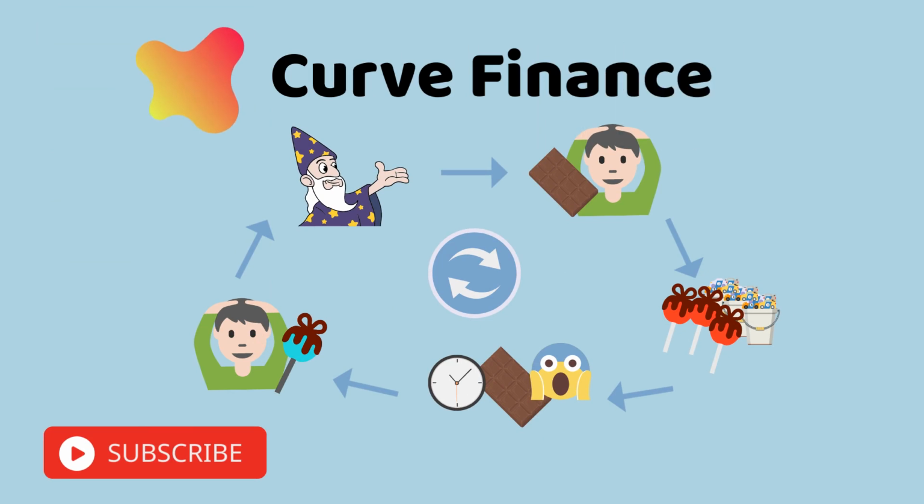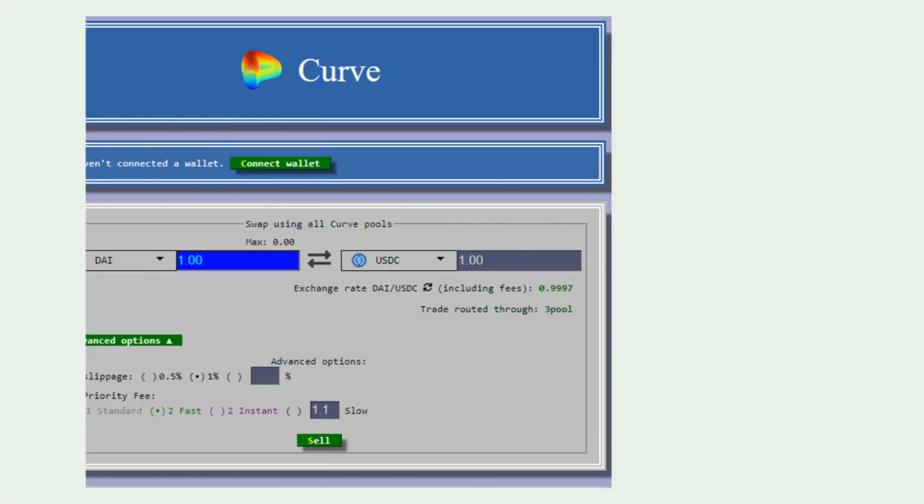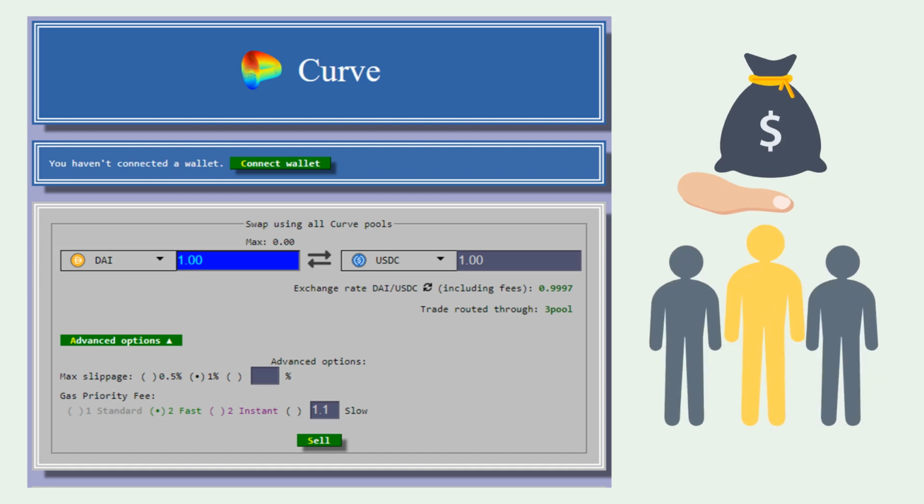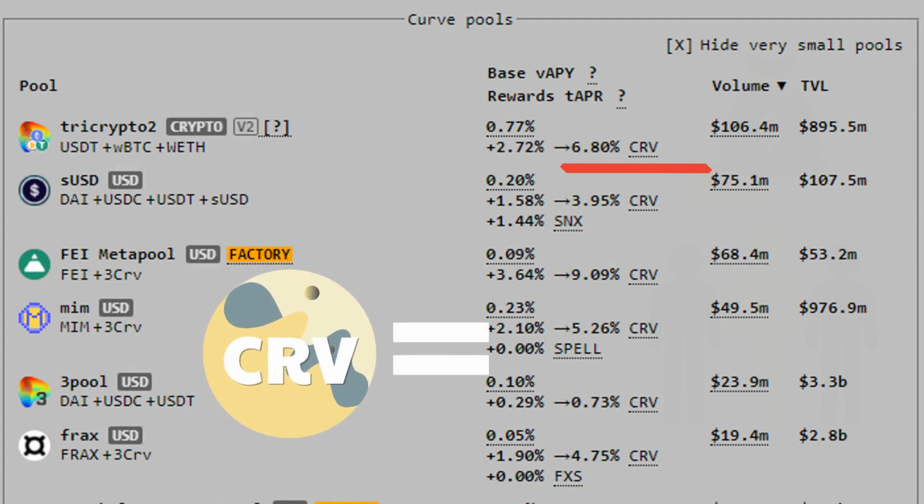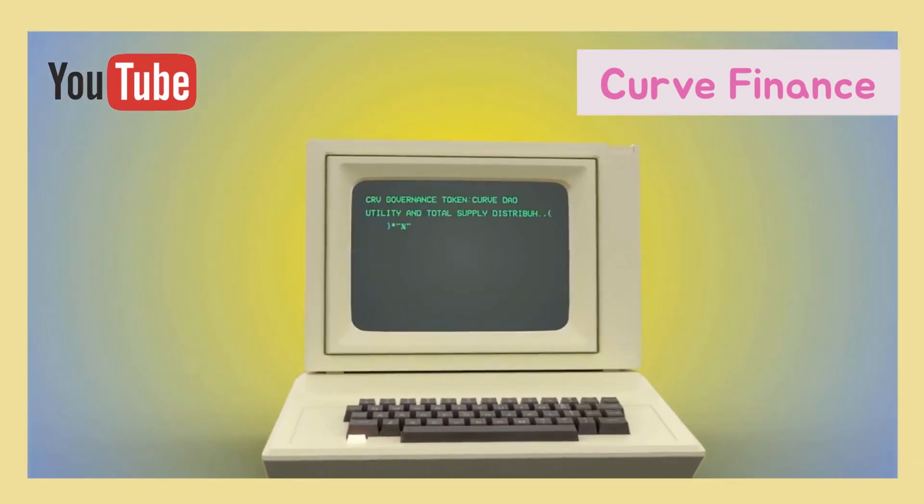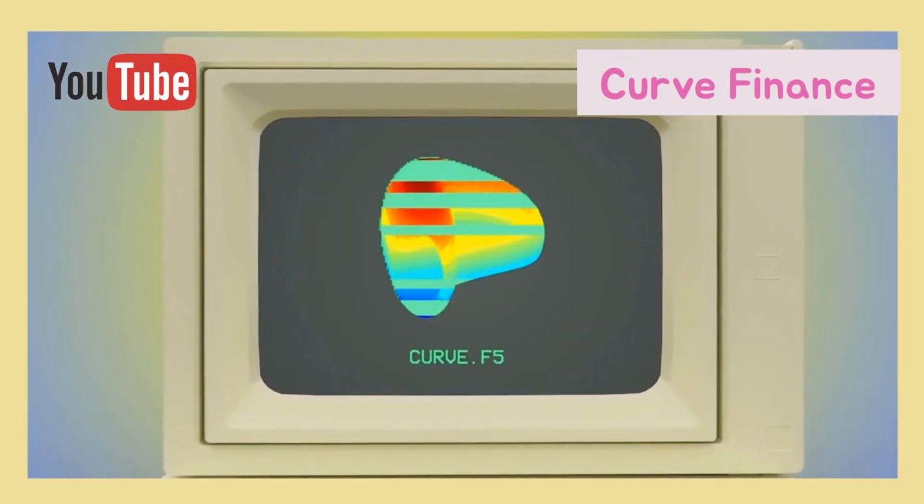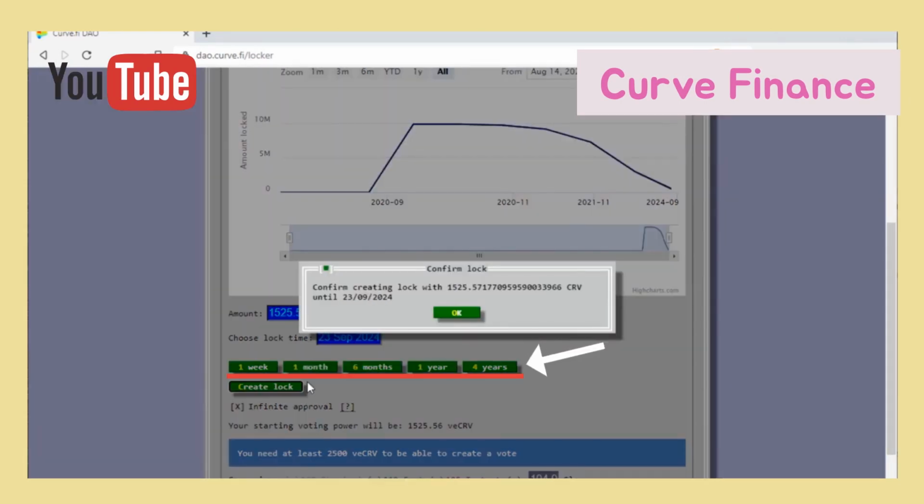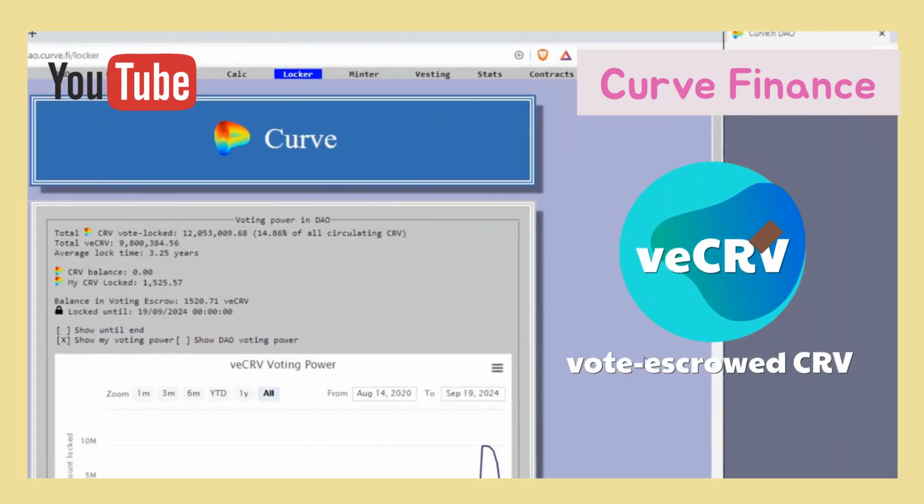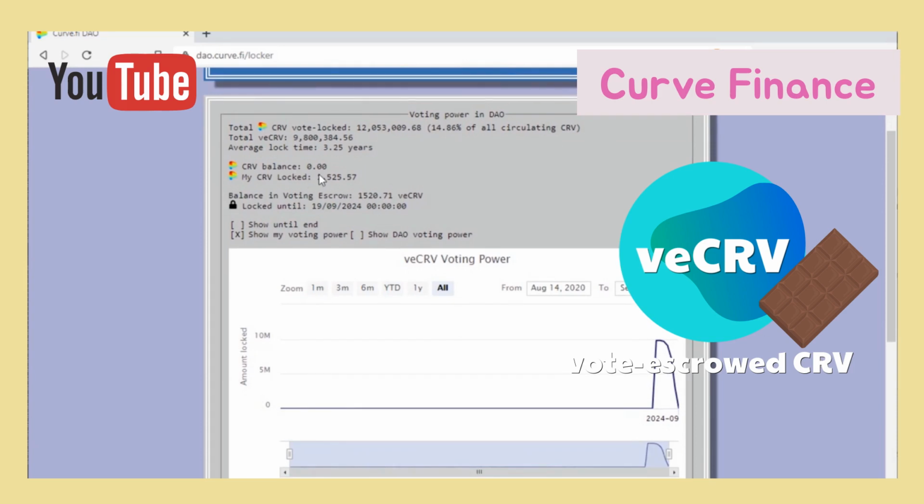Like any other DEX, Curve gives out a share of all trading fees to the liquidity providers on its platform. In addition to that, it also gives out its native token, CRV, as a bonus incentive. These CRV tokens are the candies from our story. The tokenomics of the CRV token is genius, and it created a new paradigm that many others are following as well. You can lock CRV tokens on the Curve platform for anywhere from 1 to 4 years in exchange for veCRV, or vote-escrowed CRV tokens. This is the magical chocolate from our example.